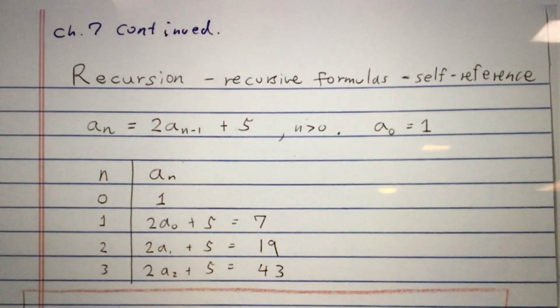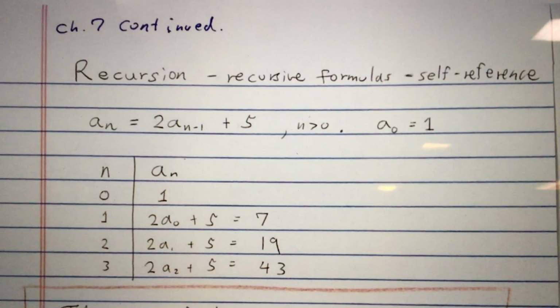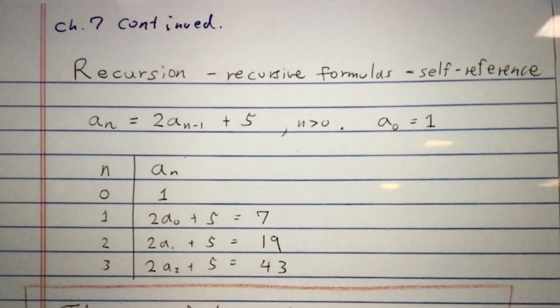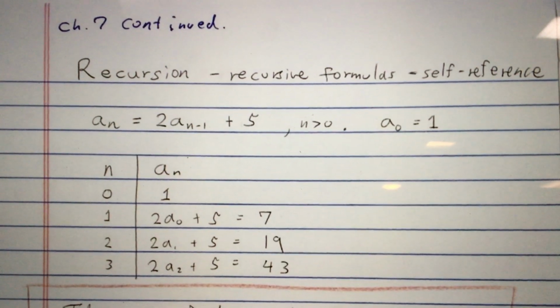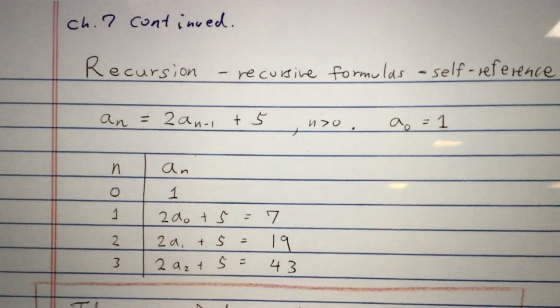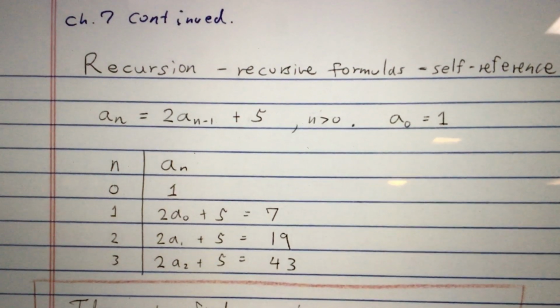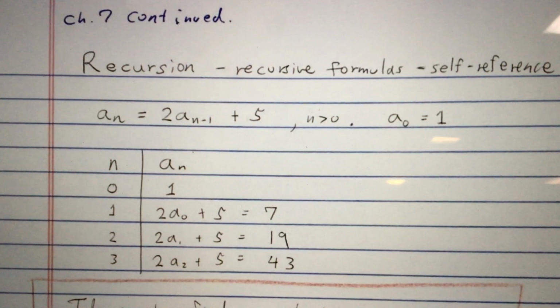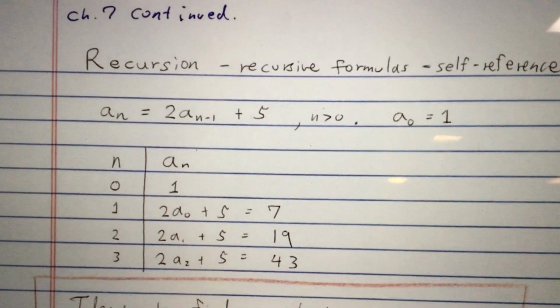Next in Chapter 7 is recursion. So we're still doing combinatorics. This recursion refers to the kind of formulas that we can find for combinatorial problems. They're recursive formulas, and that means they refer to themselves, or the output refers to another output. Best to just see an example. Of course, it can't be an infinite loop, it has to terminate somewhere.